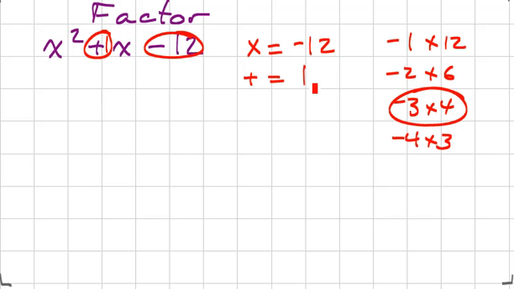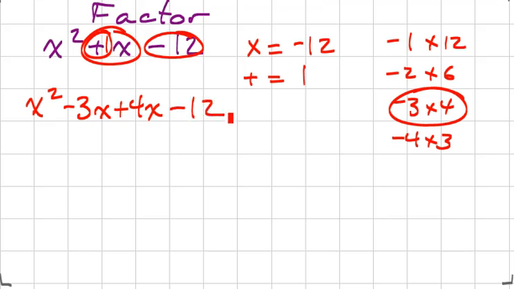So I use those to break up the middle term. I still have x squared, but now instead of plus 1x, I'm going to write minus 3x plus 4x. Means the same thing. It's equal to positive 1x, and then I subtract 12. Now it's a question of factoring by grouping. What's common in the first two, and what's common in the second two?